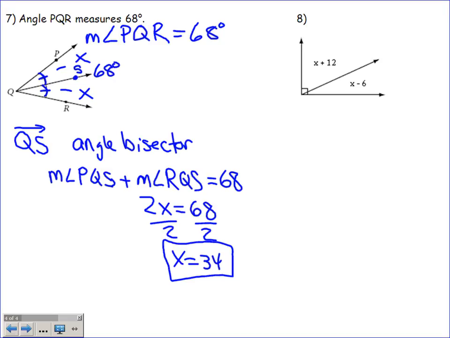Okay. Number 8. Why don't you guys try number 8? What type of angles are these? Complementary. You go from there. They are complementary angles. You guys try to figure out how this works. You guys are working this out on your own.